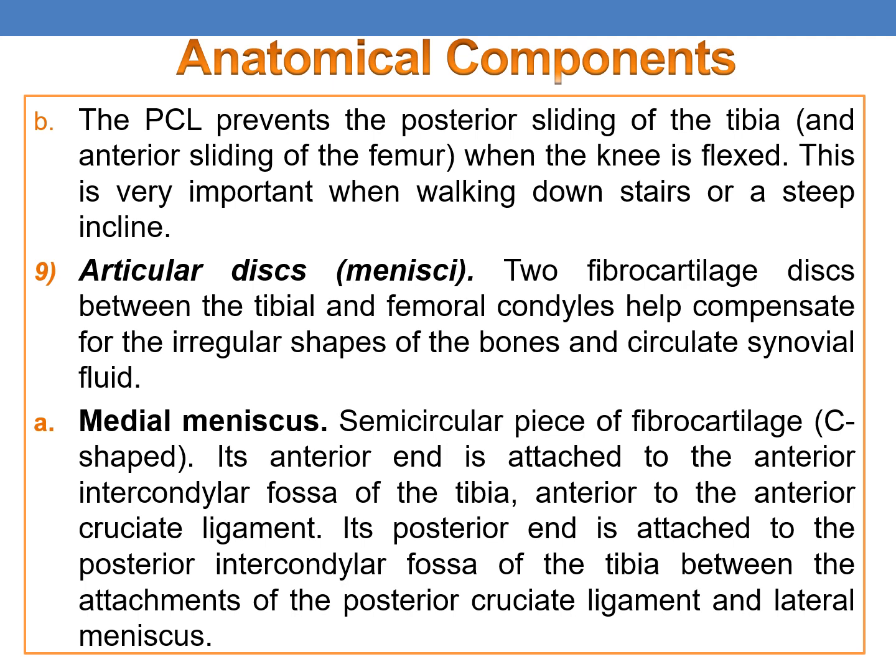First of all, coming to the medial meniscus. It is a semicircular piece of fibrocartilage that is C-shaped. Its anterior end is attached to the anterior intercondylar fossa of the tibia and anterior to the anterior cruciate ligament. Its posterior end is attached to the posterior intercondylar fossa of the tibia between the attachments of the posterior cruciate ligament and lateral meniscus.